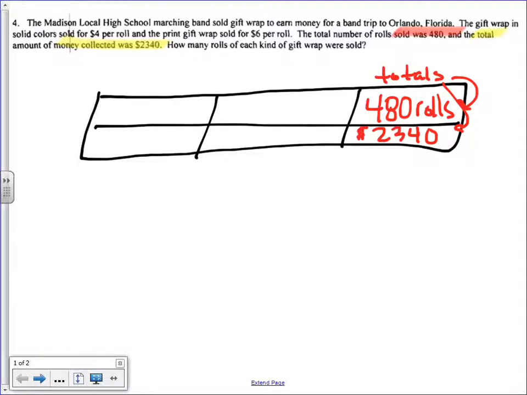All right, the next thing I like to write are the 2 different categories. And again, this makes it real easy to know what categories we're talking about if we wrote the units. So 480 rolls, my first category is rolls. And my second category is talking about $2,340, or I'll just write money.